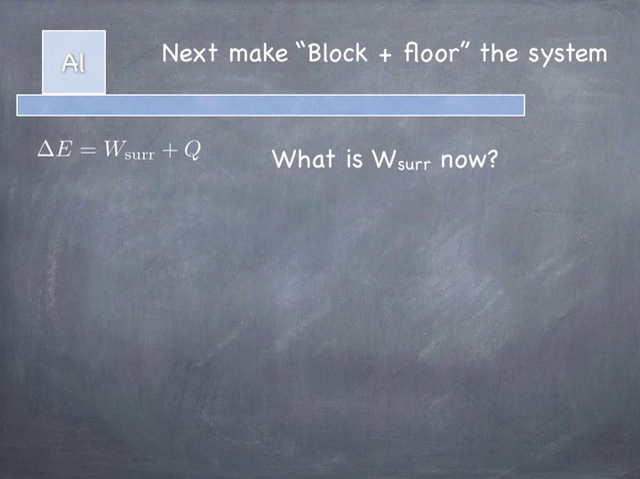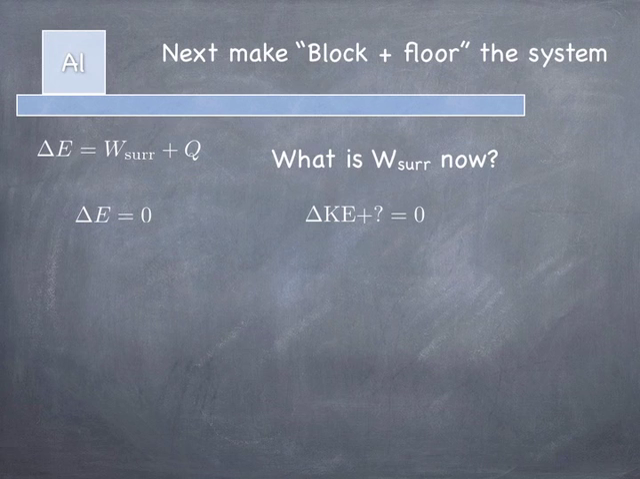But the point is, the surroundings don't exert any forces on the block that aren't negligible, and so the work done by the surroundings is going to be 0. And the change in the energy of the system has got to be 0. Remember, though, now the system is the block plus the floor, and the internal energy of the block is going to have to be included.